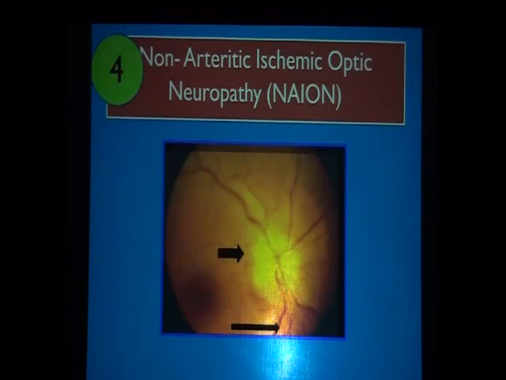You see, there is presence of disc edema, but the superior part of the disc is more edematous, and this is appearing very pale. So this is classically called a pallid disc edema, which Dr. Nikhil also showed in one of his pictures. But sometimes it may not be classical, especially in the early stages.